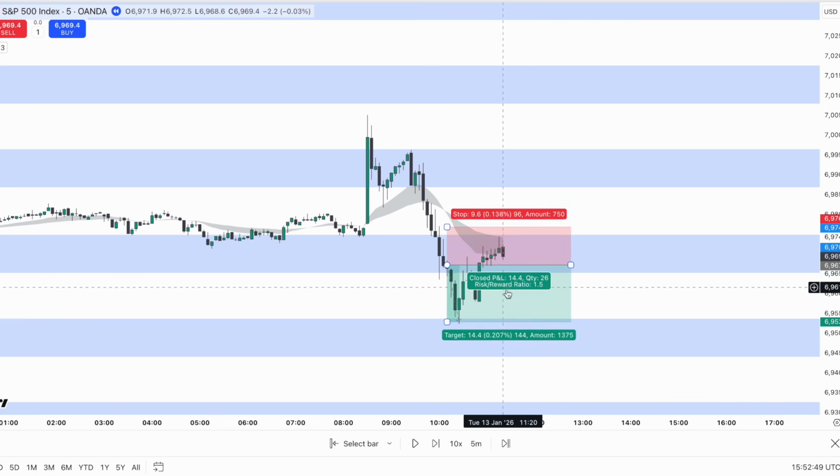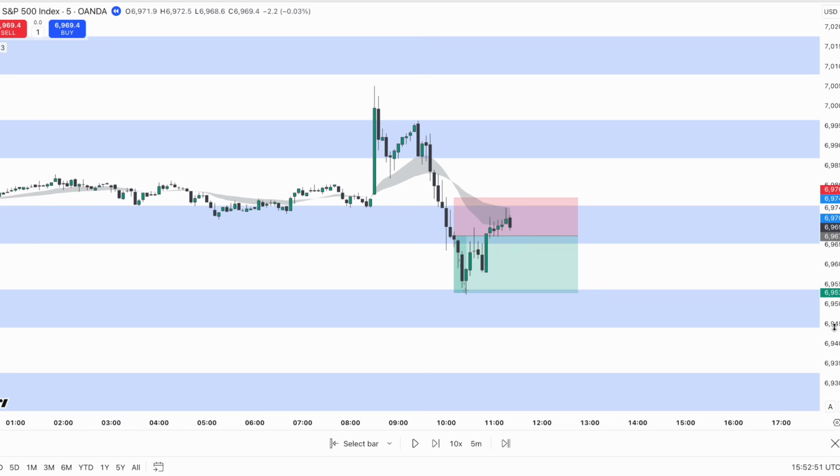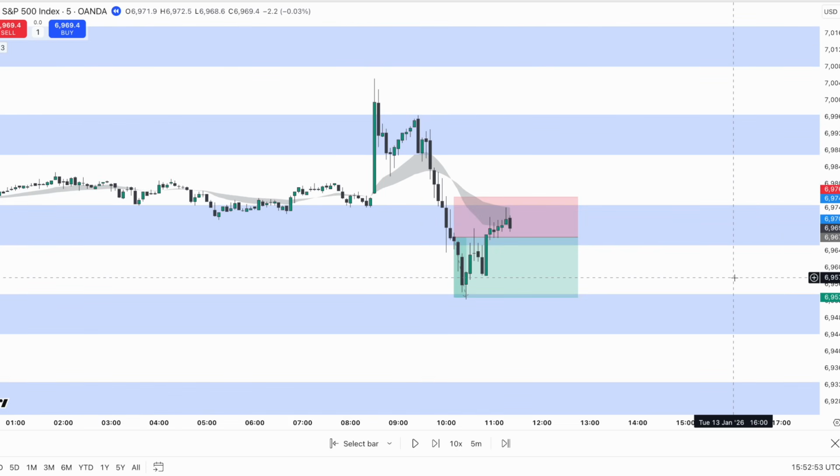And here we see that the price broke to the lower demand level and hit our target. That's our one win for the day. Now we can stop trading and move on to Wednesday.